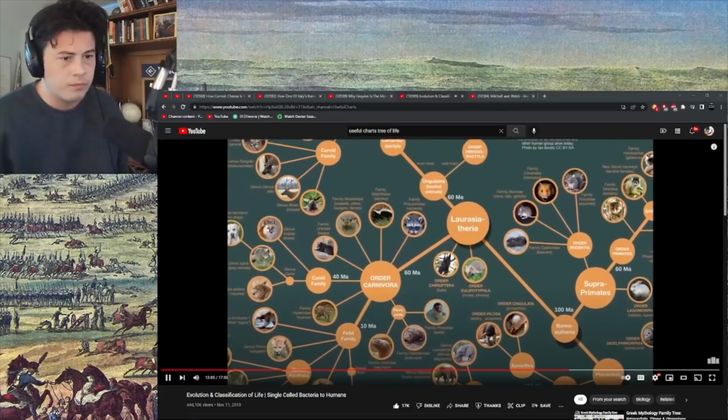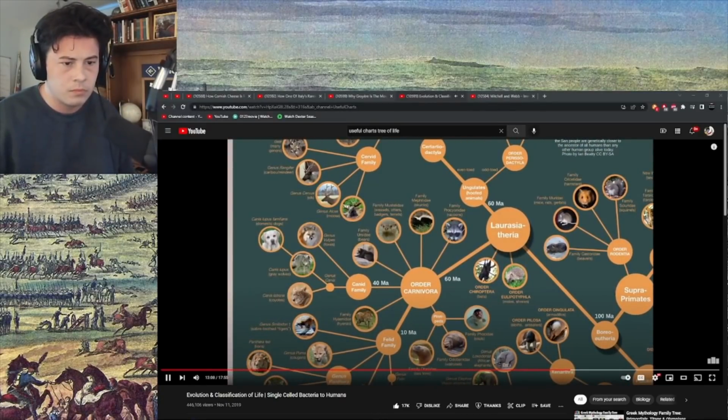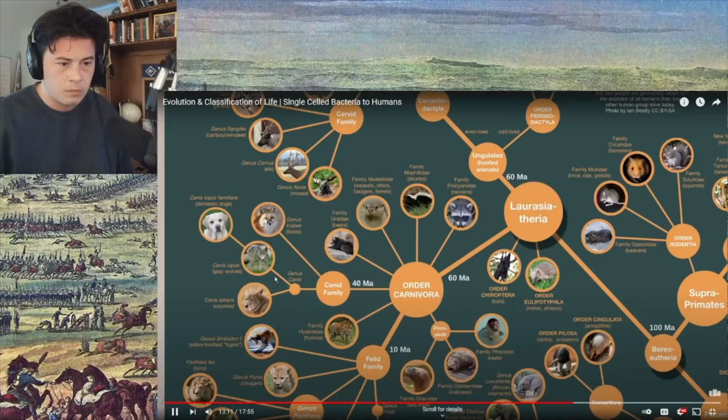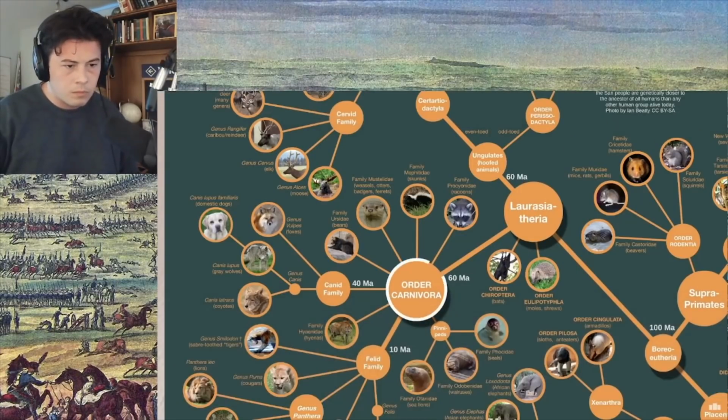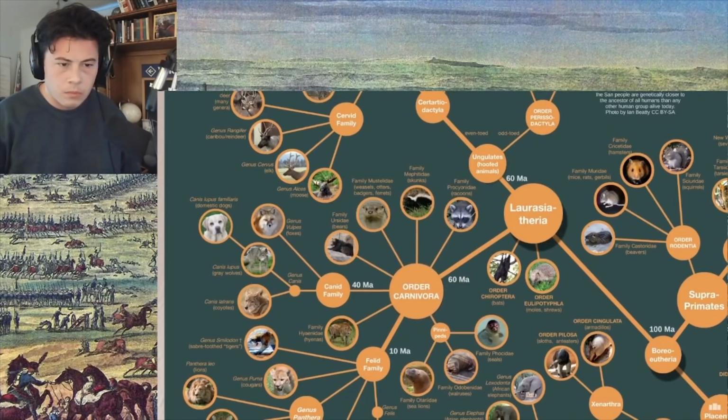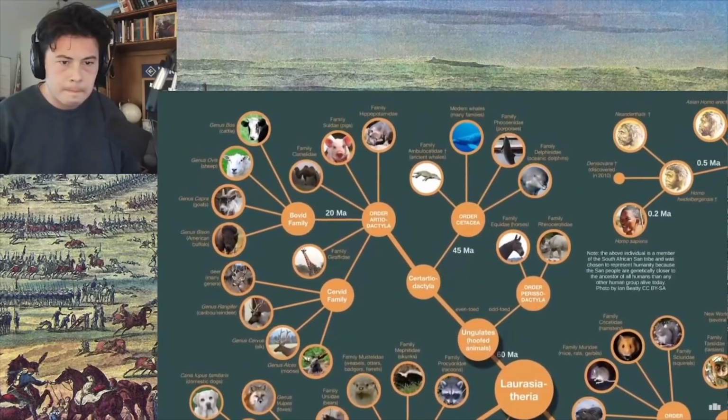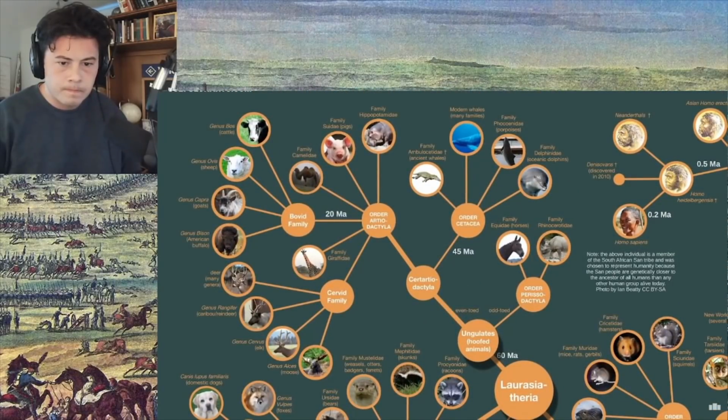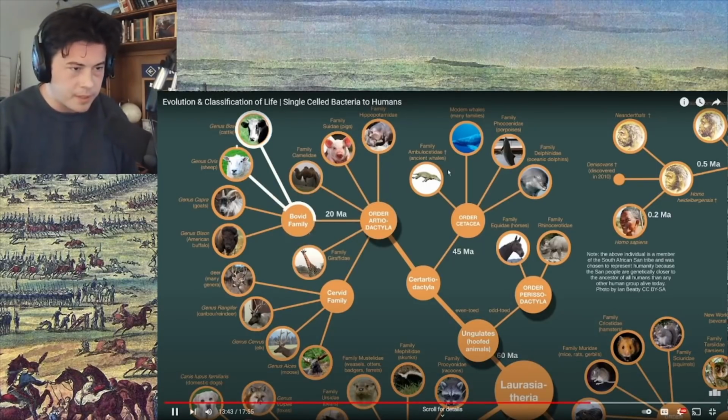So let's look at Lorasia Theory first. Lots of well-known animal species belong to Lorasia Theory, including all of those that are carnivores. The carnivore order includes bears, dogs, and cats, but also sea creatures such as seals and walruses. Lorasia Theory also includes the ungulates, which are the animals with hooves. Those with an odd number of toes are called perissodactyls and include horses and rhinos. Those with an even number of toes are called artiodactyls and include farm animals like pigs, cows, and sheep, but also hippos and animals with antlers like deer.